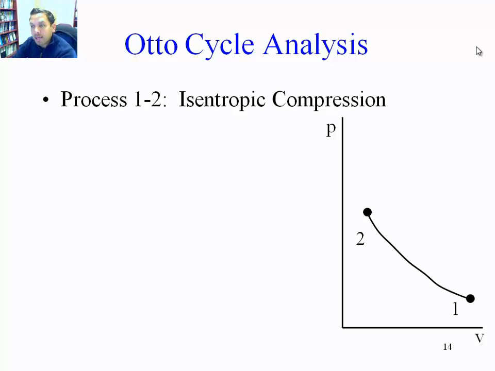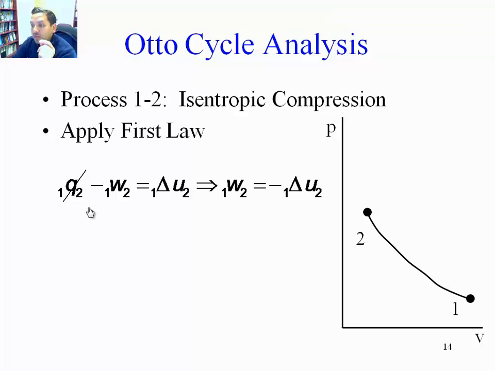So adiabatic and reversible leads to an isentropic process. If we apply the first law of thermodynamics, remember this is a closed system, so we're talking about Q minus W equals delta U. Because this is modeled as an adiabatic process, Q is equal to 0. So we can calculate the work as just a change in energy.